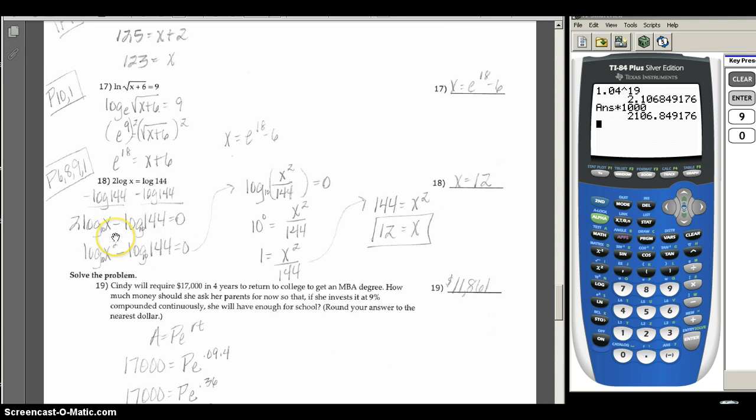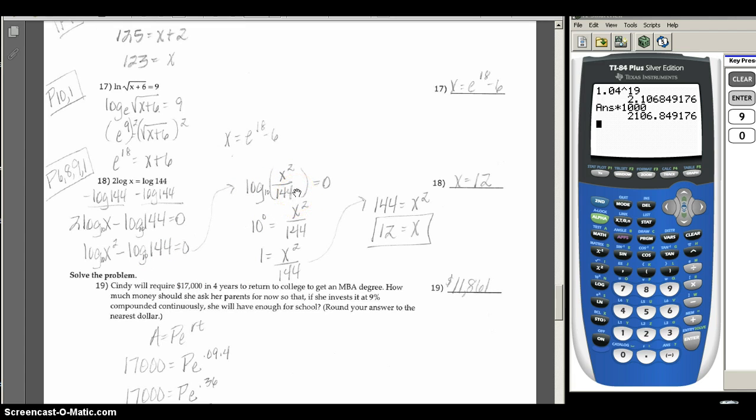Since it's a subtraction, then I know that I can rewrite it eventually using the quotient rule. But before I did that, because I had this 2 sitting in front, I know that I can put it back and it can become the exponent here on my first term. So I have log x squared minus log 144. Now I can combine it into 1. I have log of x squared over 144.